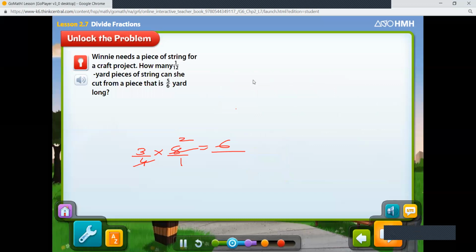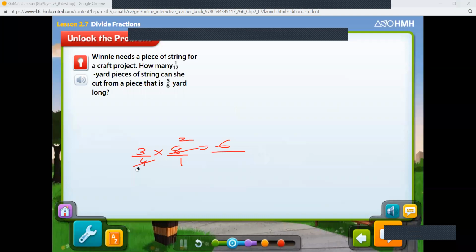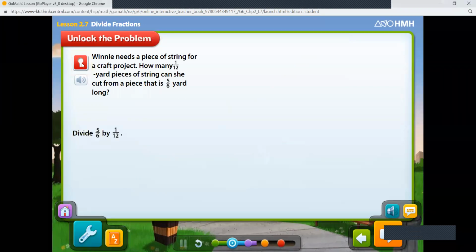Winnie is working on a craft project. Let's unlock the problem. To solve this problem, divide 5/6 by 1/12. Malak, can you do this question for me? Tell me, Malak. It's a simple one.